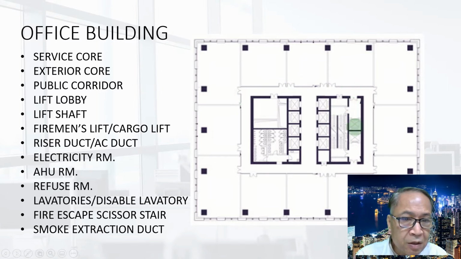And this is the cargo lift. You see this riser duct. This is the AHU room, the air conditioning room. You see this air duct, a very big air duct riser, the air riser. And this is the lavatory. This is the female and the male, and this disabled toilet. In some cases, there may be a smoke extraction duct to extract the smoke during fire. In most cases, you don't need to take care of it.